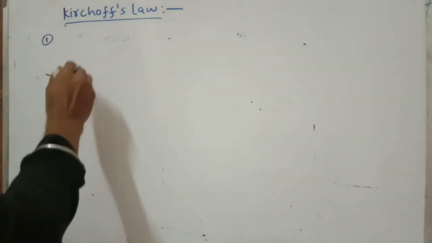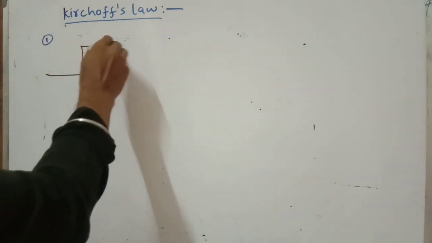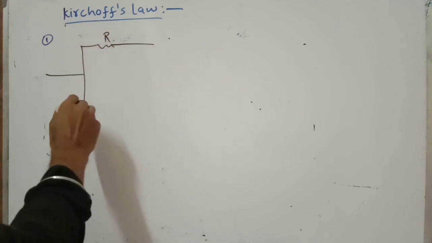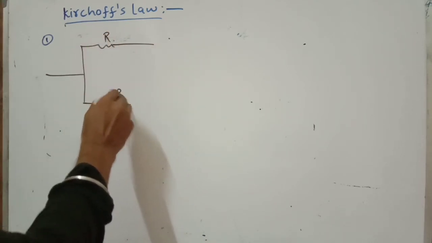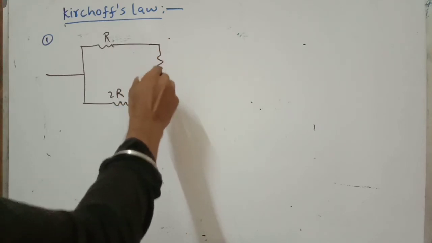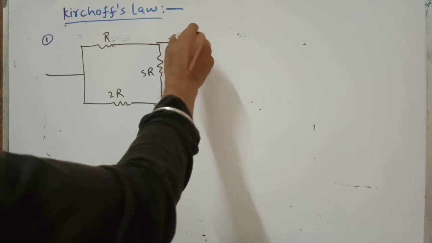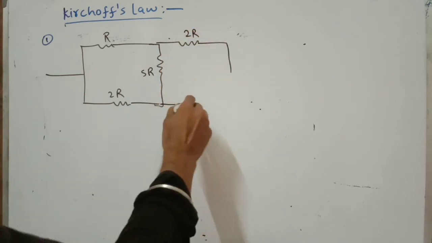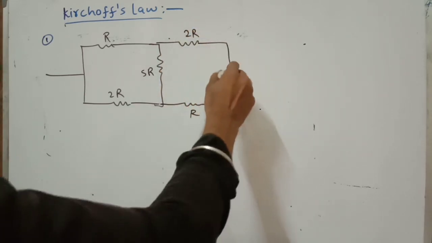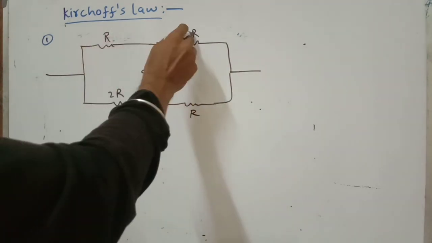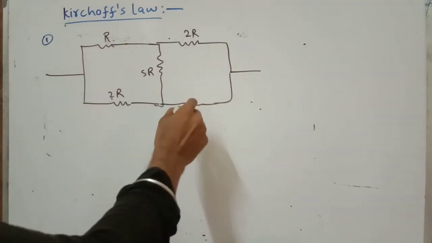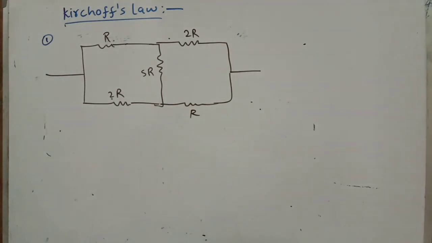Okay, so let me consider R, 2R, 5R, 2R, R. You can see here R by 2R, so 1 by 2, here 2R by R, so 2. So the ratio is not equal. So that means it is what? It is the unbalanced Wheatstone bridge.